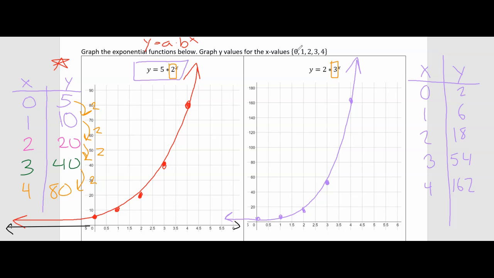And again, same thing here. There's no x value that you could substitute in to get 0 or a negative number for the y's. That's why the purple function will lie completely above the x-axis.